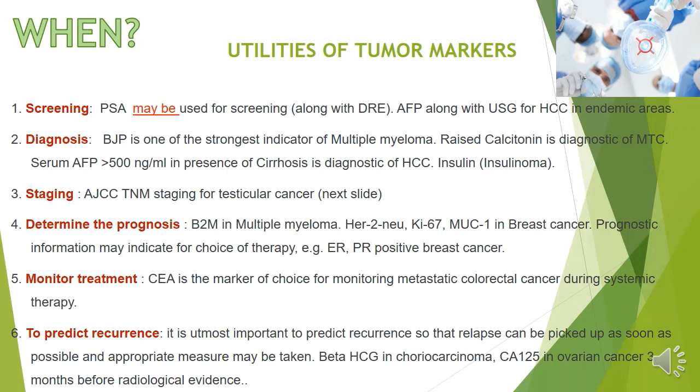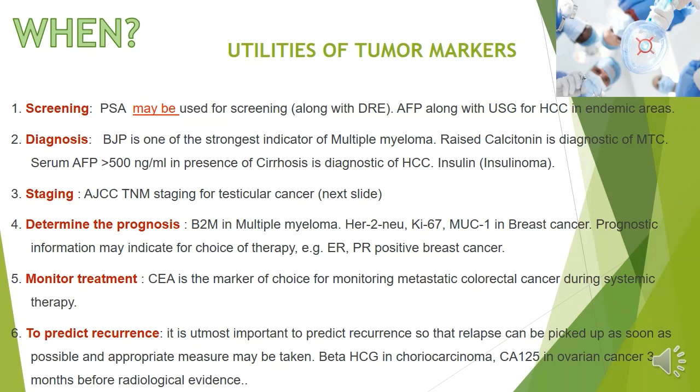Monitor treatment: CEA, carcinoembryonic antigen, is the marker of choice for monitoring metastatic colorectal cancer during systemic therapy. They routinely measure the level of CEA just to understand how the therapy is working. To predict recurrence, it is of utmost importance so that relapse can be picked up as soon as possible and appropriate measures may be taken, like beta-hCG in choriocarcinoma, CA125 in ovarian cancer.